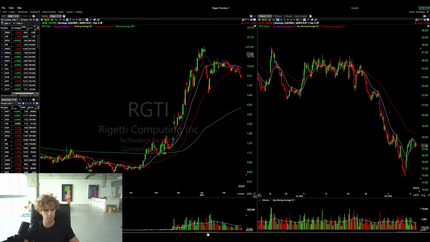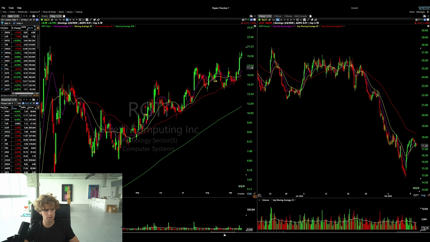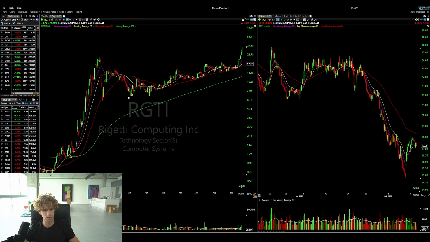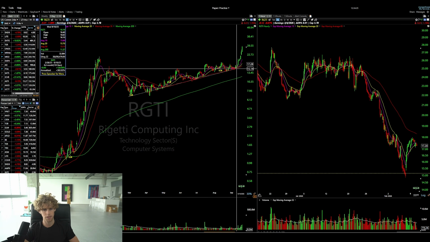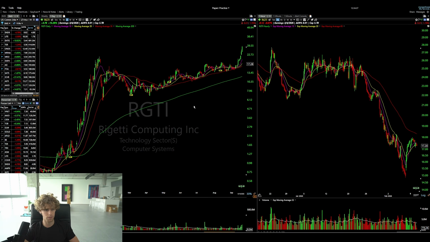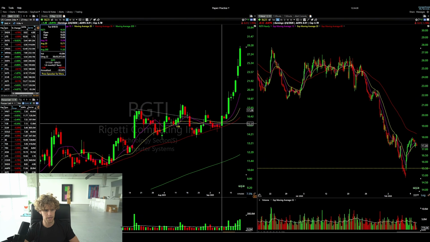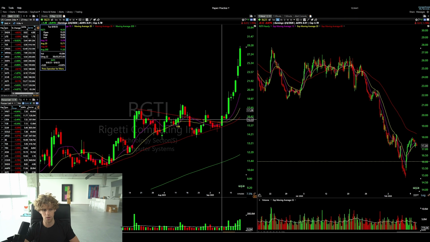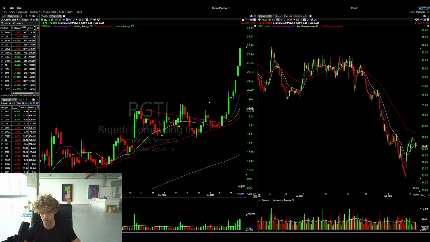RGTI is another good example. This broke out a couple times. It coiled up like crazy. Look at this, higher lows the entire time. 6 months, it's up like 130%. It pulls back, tightens up a lot. It broke out on the same day OKLO broke out, which was the example I showed you before.